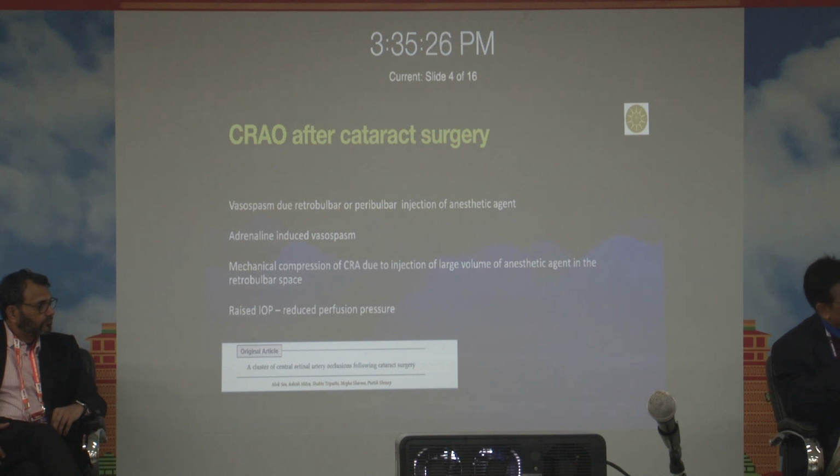How about the anesthetic agent? We were using lignocaine, sir, in all the patients, peribulbar block. And how about the bottle? How about the batch size?